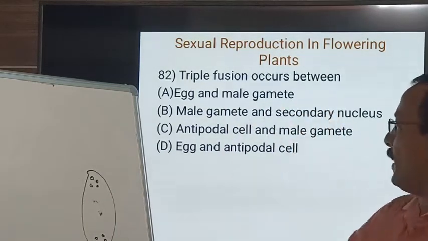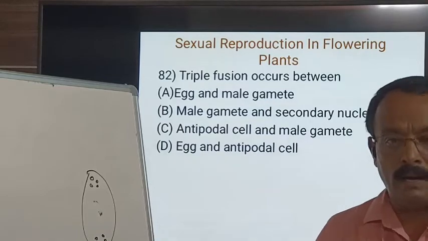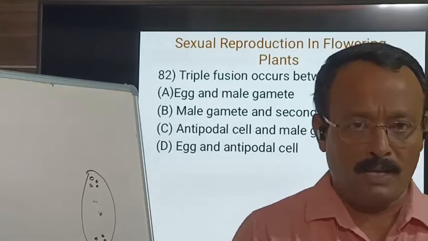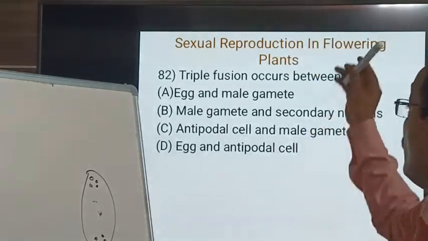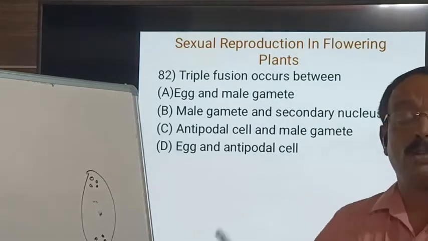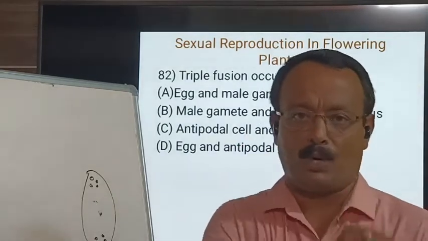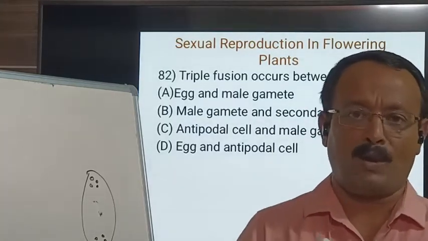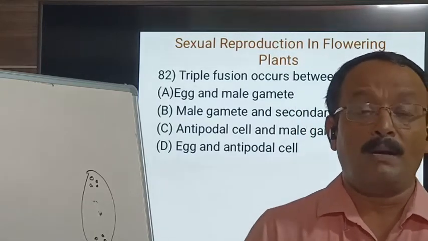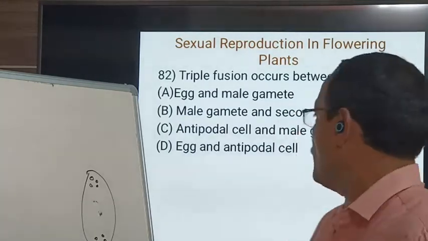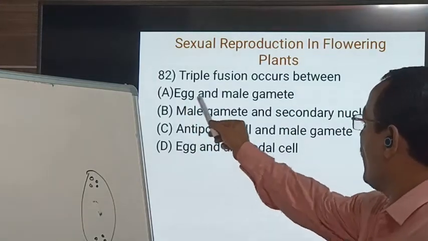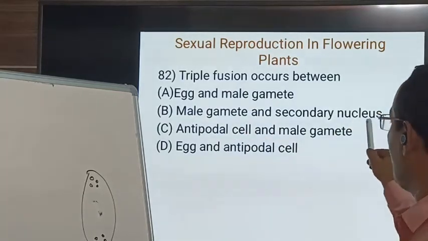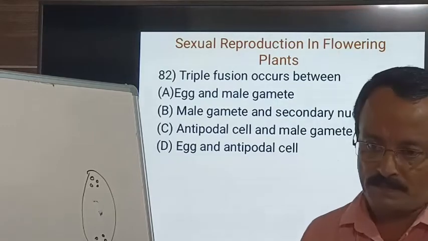Triple fusion occurs between. See, in the last question we discussed that the fusion of haploid male gamete with the female gamete is called syngamy. It is the double fertilization. Here, triple fusion occurs between. The second male gamete released inside the embryo sac fuses with two haploid polar nuclei present in the central cell to form the triploid primary endosperm nucleus. So the options are egg and male gamete, no; male gamete and secondary nucleus, yes, option B is the right option.